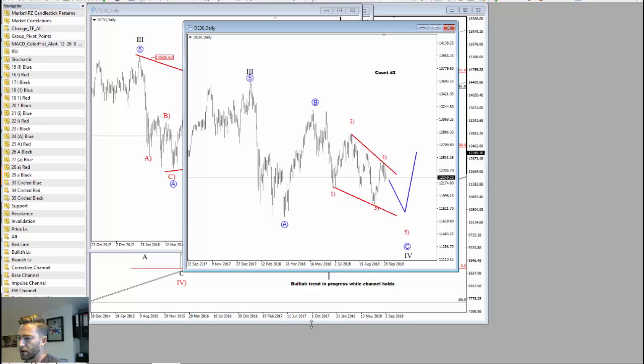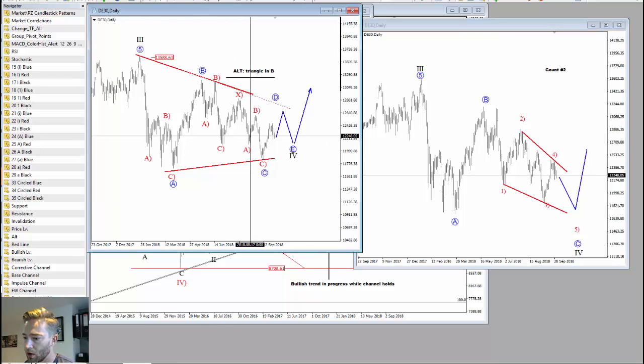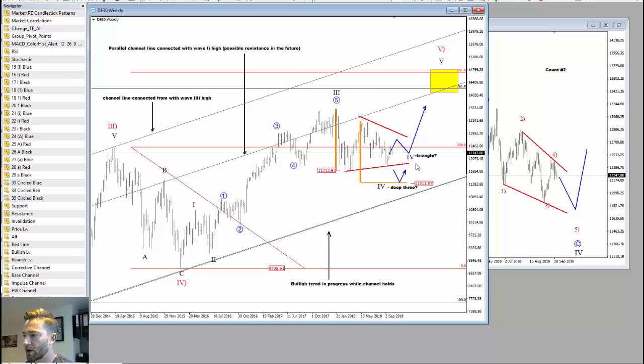Now there's also an alternate scenario which suggests that maybe we are forming an ending diagonal for wave C. So it's not really clear which pattern is going to be the case. Both patterns after all are corrective, they're still incomplete, so we really have to be careful here. But the idea is that we are trapped in consolidation within an uptrend, that sooner or later we will see a new break higher.